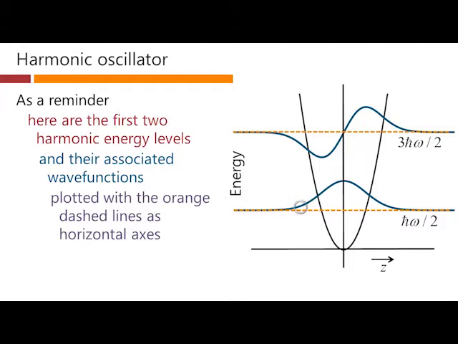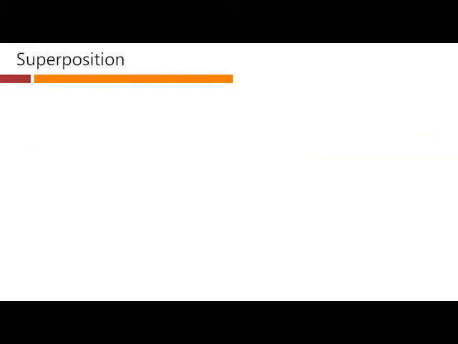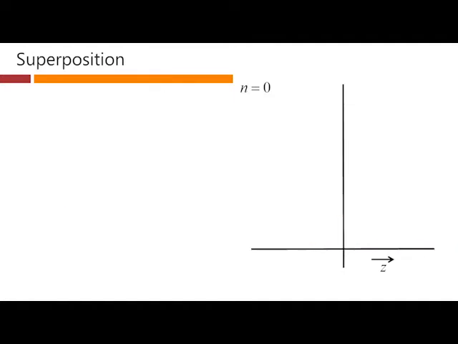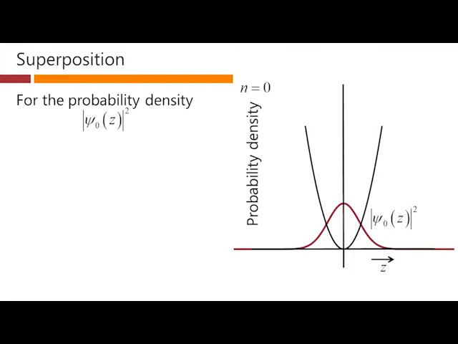And again, in this case, we've been plotting them with these orange dashed lines as the horizontal axes in each case. So here's our n equals 0, the lowest energy state, with the wave function now plotted with the horizontal axis being the height equal to 0 axis. The bottom of the potential well is where we've drawn our horizontal axis for the wave function now. And here's what the probability density looks like, the modulus squared of that function. It's the same kind of shape, but just narrowed up a little bit.